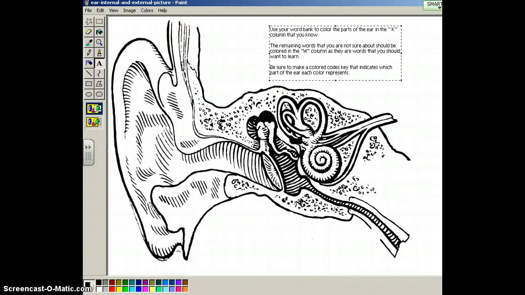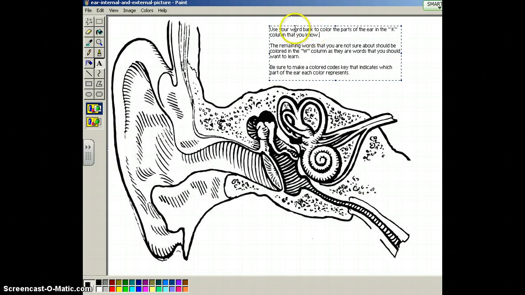Today in class, the students were instructed to take the 3 ears they were given yesterday and color them according to these instructions up here. One of the ears was glued or taped to the K column, the other to the W column, and another to the L column, which makes that KWL chart.